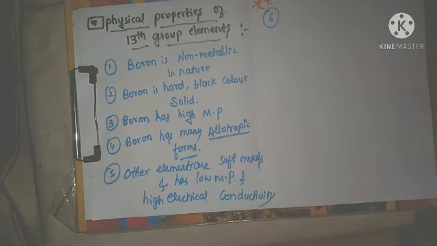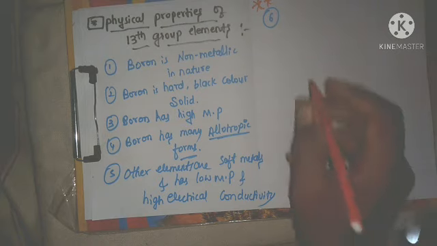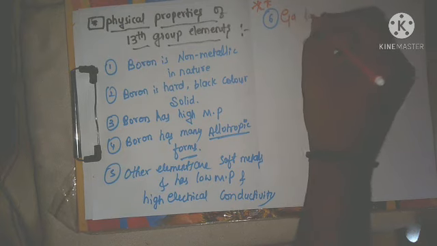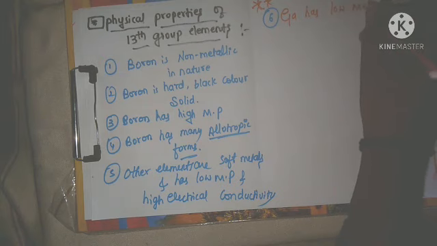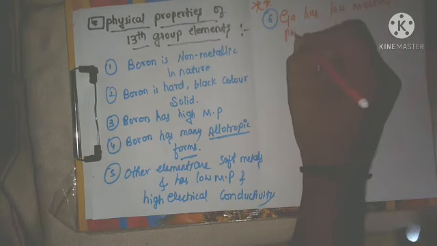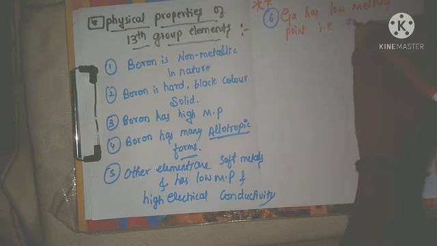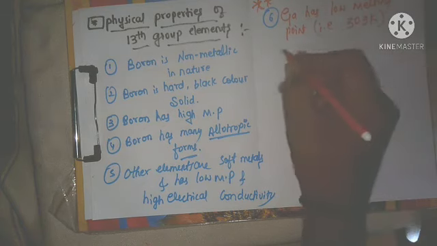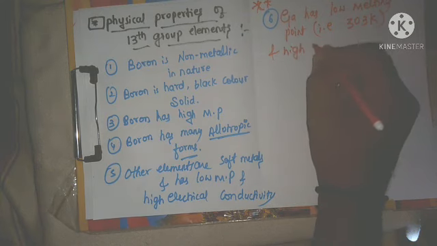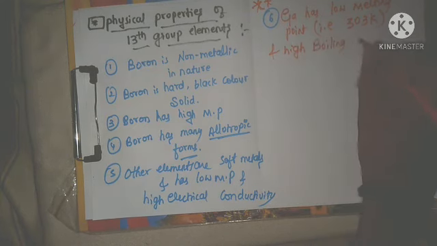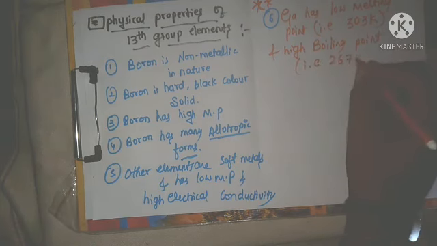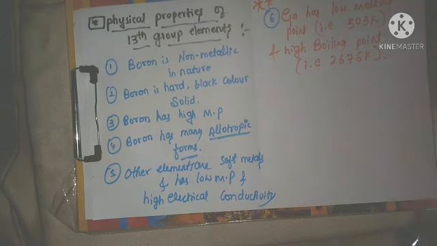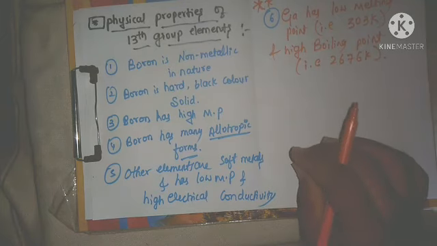This is the last property of the physical properties of the 13th group elements. I am writing: gallium has low melting point, that is how much? 303 Kelvin temperature, and high boiling point, that is how much? 2676 Kelvin temperature. Now this completes the physical properties of the 13th group elements.